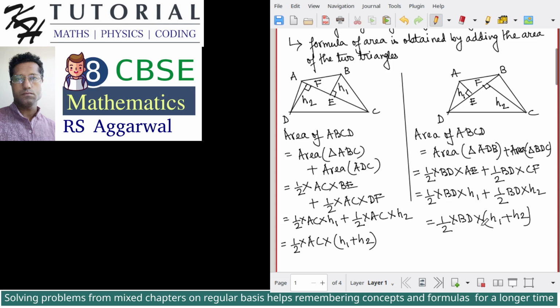This time, since we have considered BD as the diagonal, the area of the quadrilateral will be half multiplied by the length of the diagonal BD multiplied by the sum of the lengths of the perpendiculars drawn from the vertices A and C on the diagonal BD. So this is the basic formula of finding the area of a quadrilateral. We need the length of one of its diagonals and the sum of the lengths of the perpendiculars drawn on that diagonal from the two vertices of the quadrilateral.